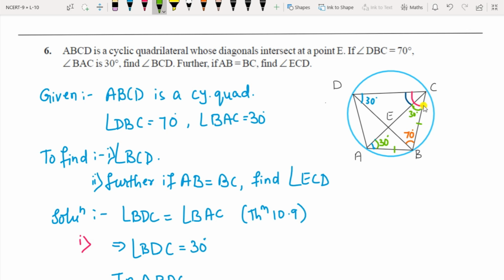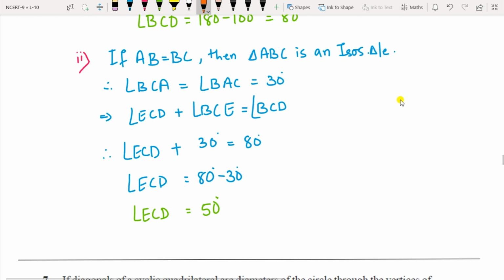But the whole angle that we know was 80. The whole angle that we have seen, it was 80 degrees. So the remaining one will be 80 minus 30, which is 50 degrees. So triangle ABC is an isosceles triangle. These two will be 30 here, and therefore we can find ECD as equal to 50. That is 80 minus 30 is 50.